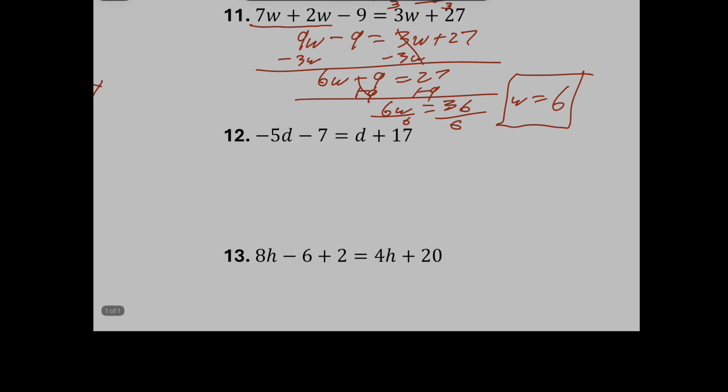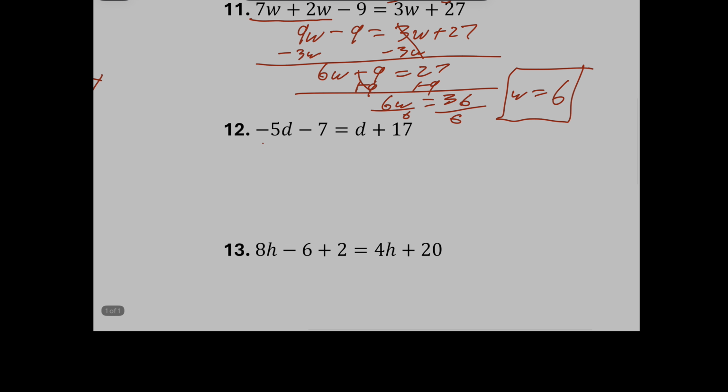All right. So now let's take a look at this one. I have a negative 5D and a D. First of all, I go letter, number, letter, number. There's nothing on either side to combine. So I'm going to go ahead and add my 5Ds to both sides. Boom, they die. I'm left with negative 7 equals, remember that's a 1D, 1D plus 5D is 6D.